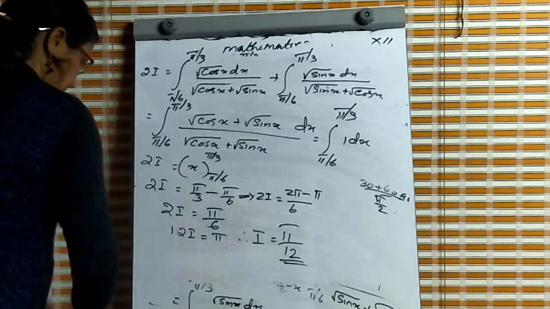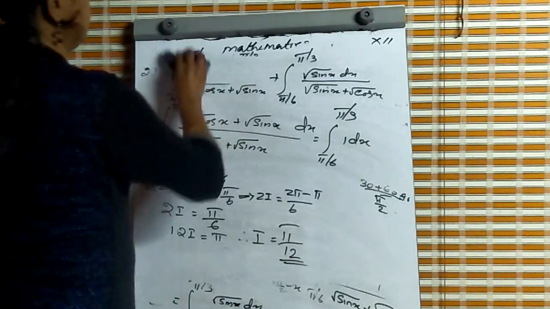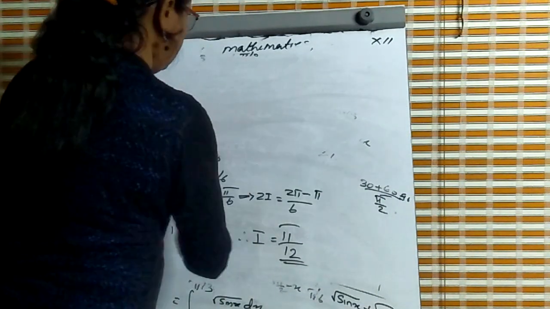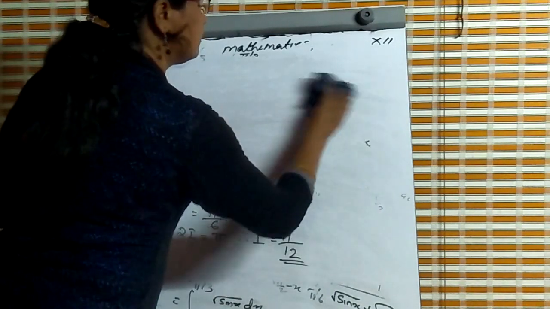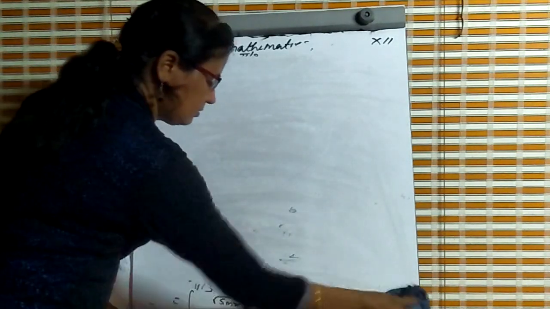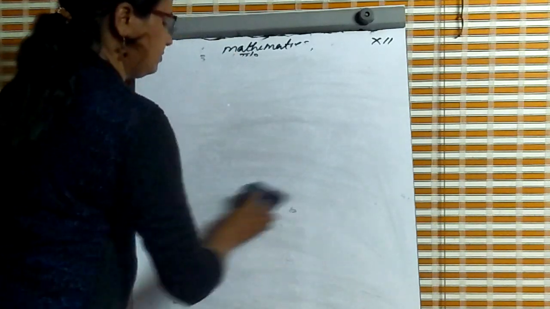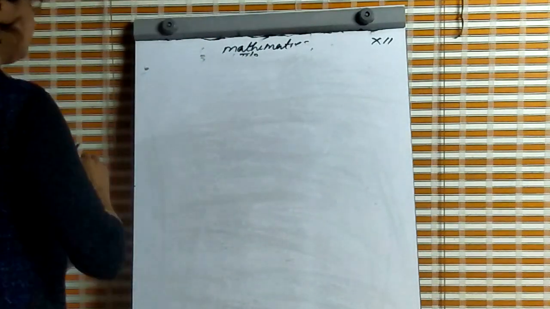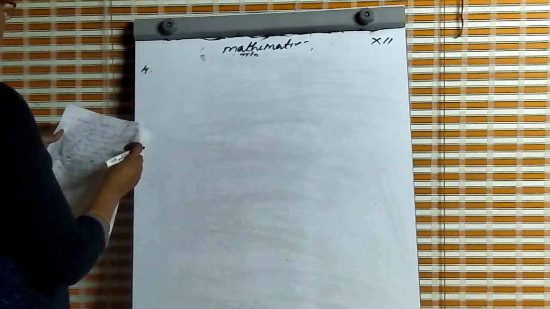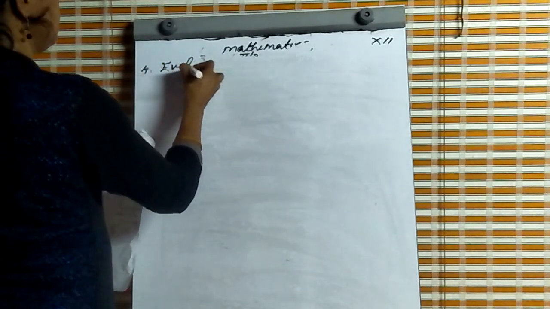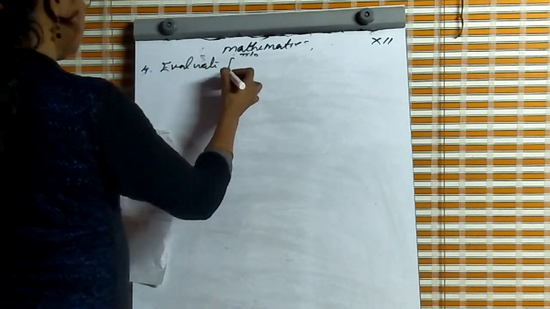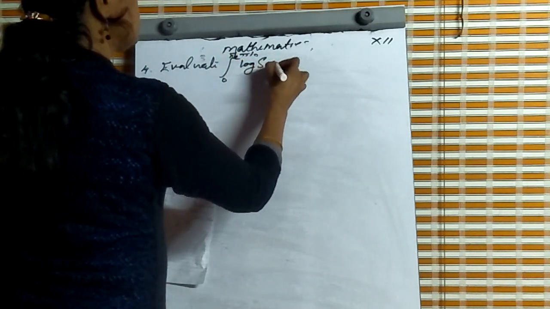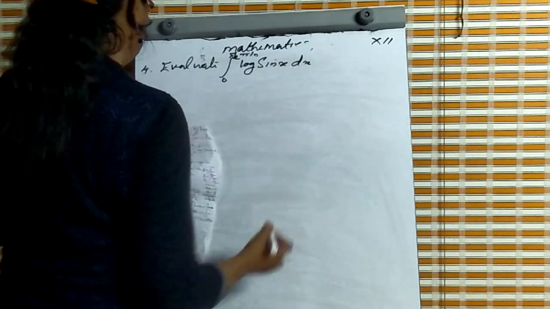Then the fourth question. Question number 4. Evaluate the integral from 0 to pi by 2 of log sin x dx. This is the question.